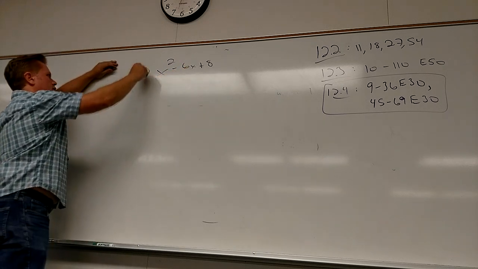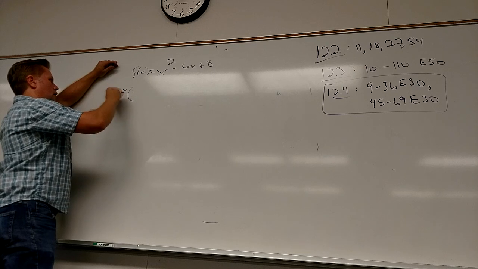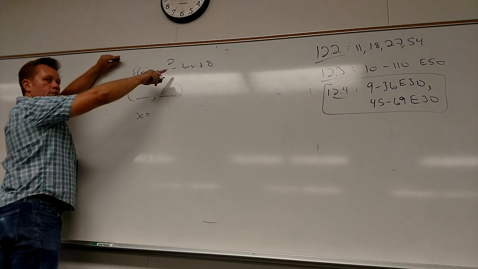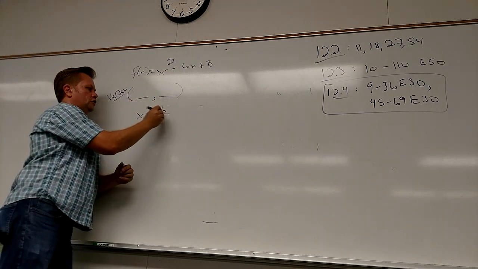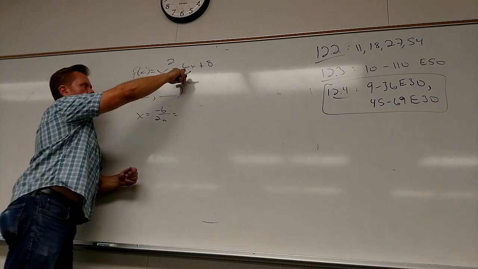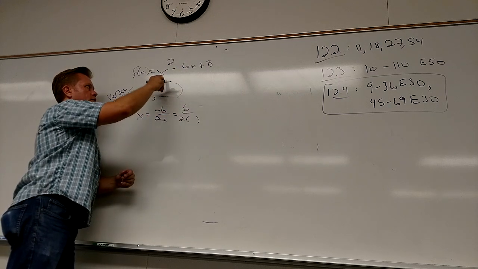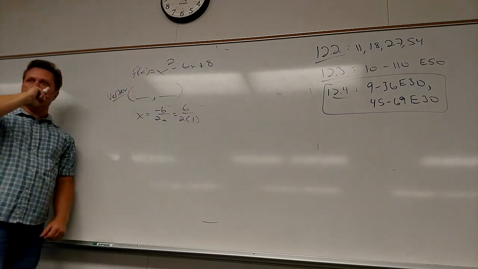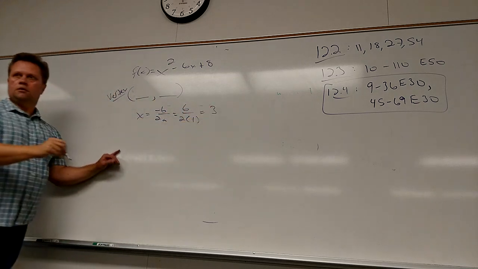How do I find the x piece of the vertex? What's the shortcut? So it'll be negative b over 2a. Negative negative 6 is positive 6 over twice 1. So that is 3. How do I get the y?